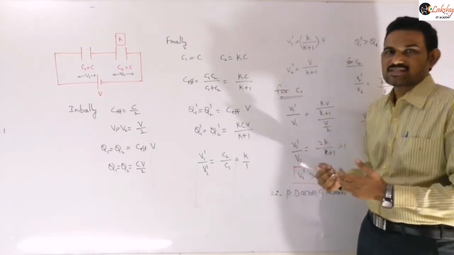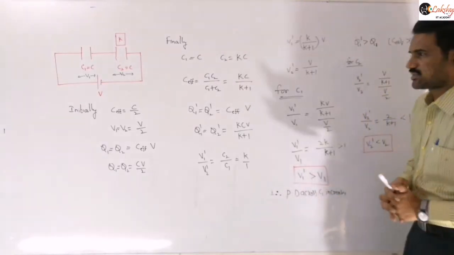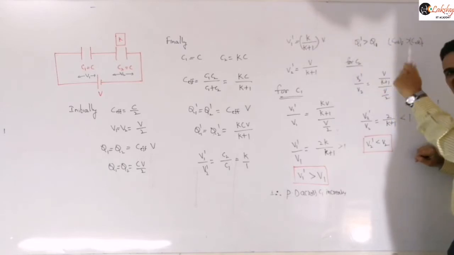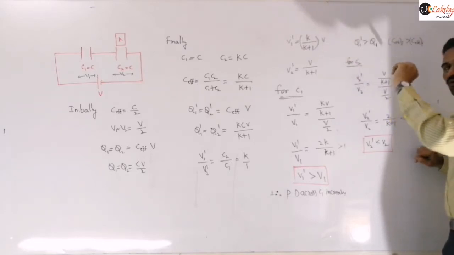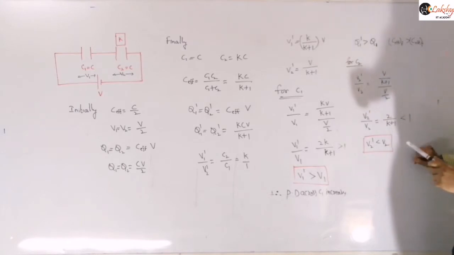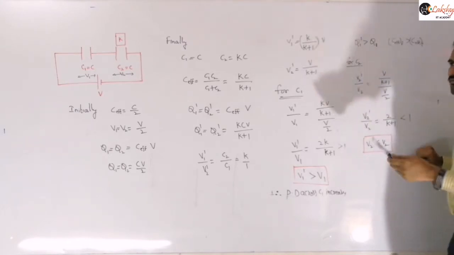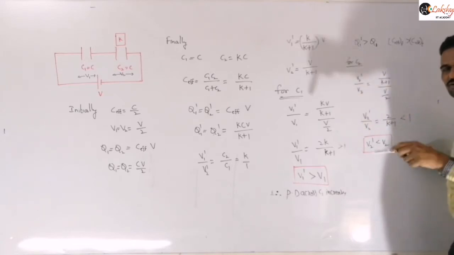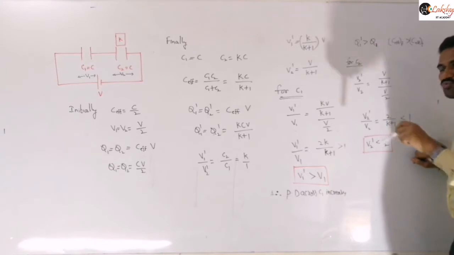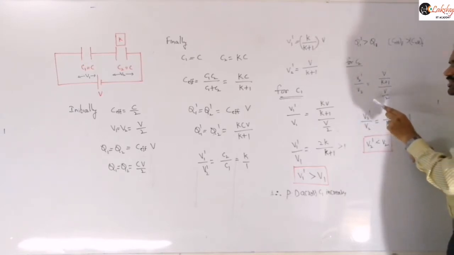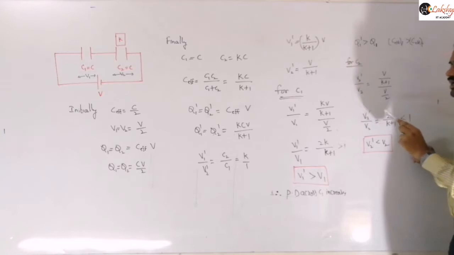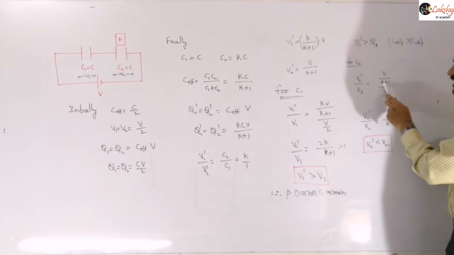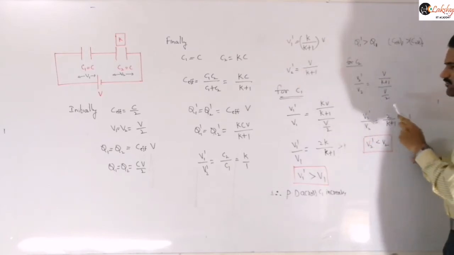So that means the effective capacitance is increasing, in the sense the final charge will be greater than the initial charge. This is common for both the capacitors, because the same amount of charge will exist on both the capacitors. And next, suppose I ask how the potential difference across C2 is changing. C2 means the capacitor in which we are placing the dielectric. So for this C2, again I am writing the ratio of these two, initial and final potential differences. This is V by K plus 1, and the initial potential difference will be V by 2.